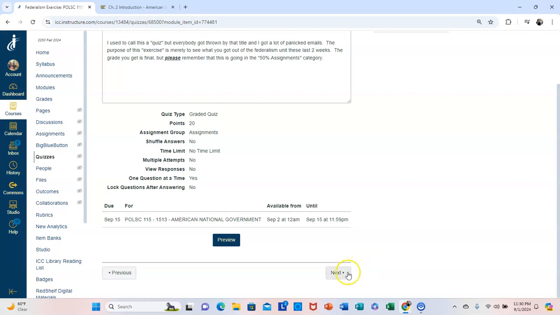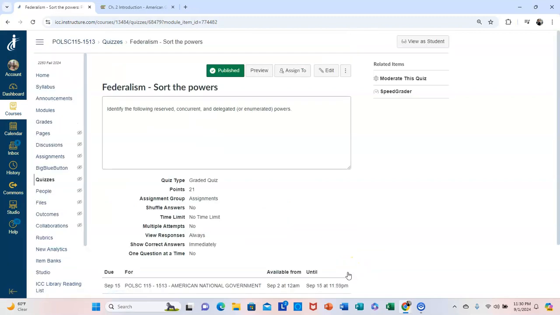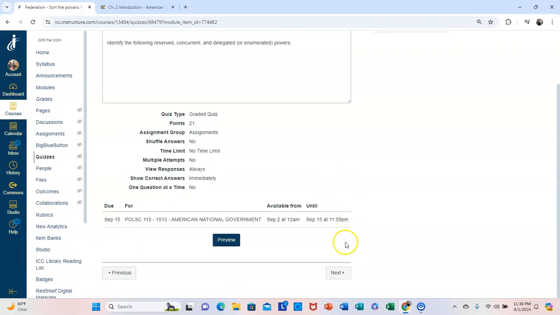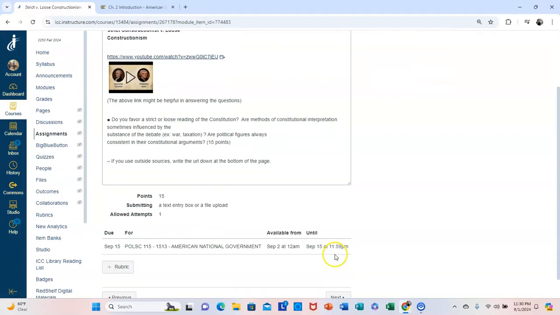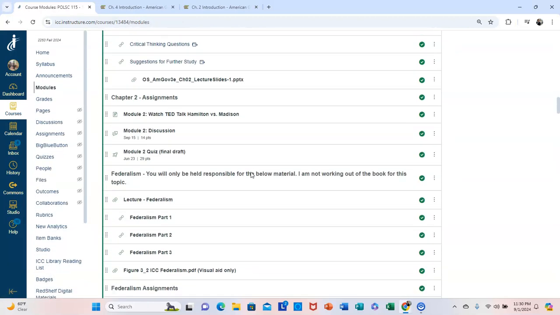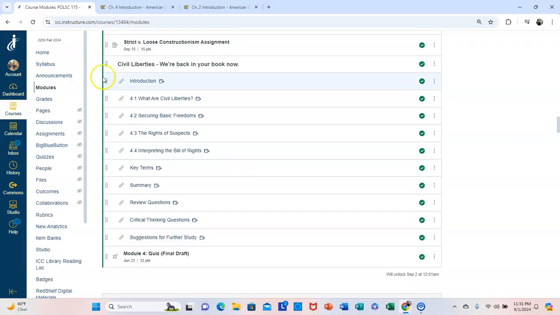So there's an exercise, there's sort the powers, the concurrent, reserved, or enumerated, which is also delegated. You're going to be sick to death of federalism, and hopefully you all have mastered it by the time you've gotten through this part of the week, or the 2 weeks. Anyway, strict versus loose constructionism, and then we're off to Chapter 4. All right, readings, then the quiz. Okay, so that is that.